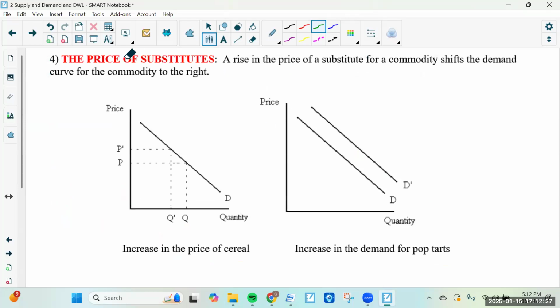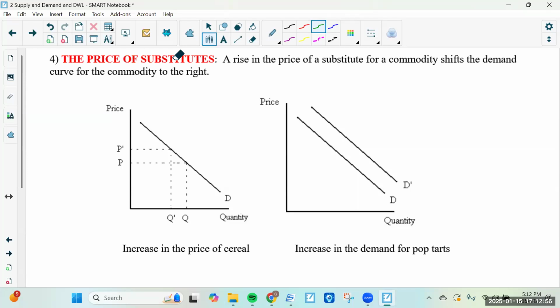Okay, the next determinant is the price of a substitute. A substitute is just what it sounds like. You're substituting one for another. You're replacing one for the other. Public transportation with a car, a baseball versus a football. Watching a professional football game versus a professional baseball game when they're overlapping at the same time. Sometimes the Braves and the Falcons play on the same day.